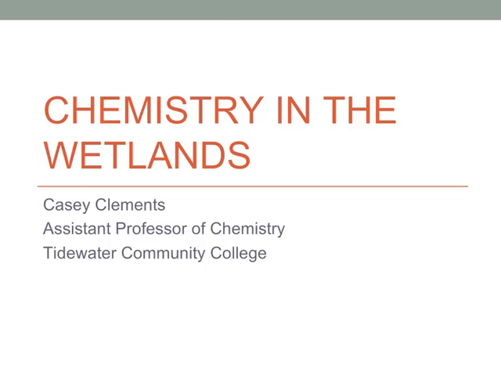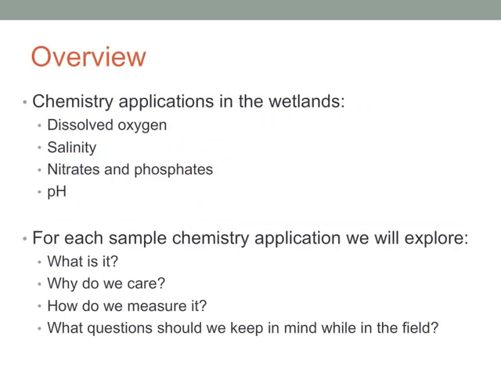In this presentation, we'll help show you about what chemistry can find in the wetlands. We'll talk about 4 main examples of chemistry in the wetlands, even though there are many more: dissolved oxygen, salinity, nitrates and phosphates, and finally pH. For each of those examples, we'll talk about 4 main questions: what it is, why do we care about measuring it, how do we measure it, and what questions should we keep in mind about it while we're out in the field.